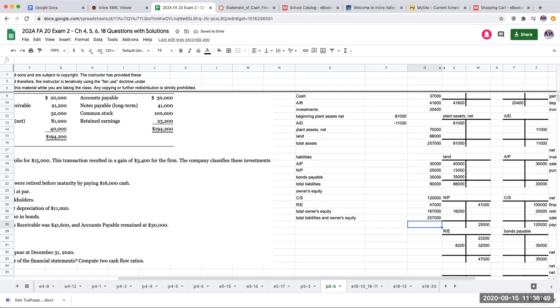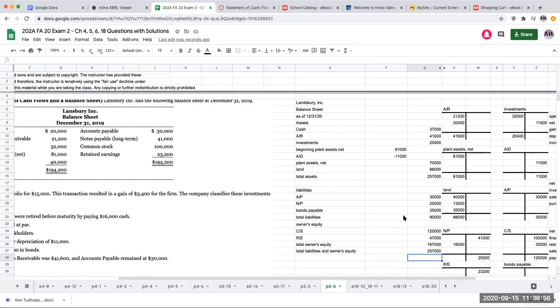So that's how we went through and did it. This is going to be a little bit different than the solution in the book, but it's something though that this is non-classified, so it's unclassified. So we're just basically showing that we're not segregating the assets and liabilities into current and non-current.